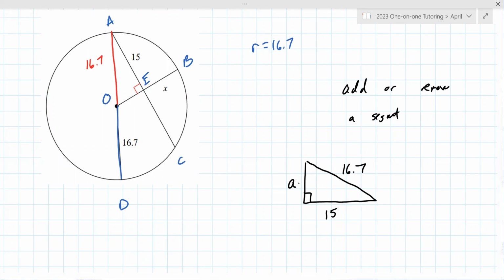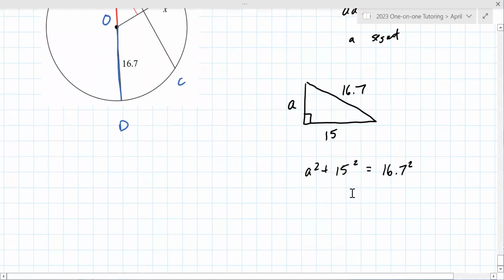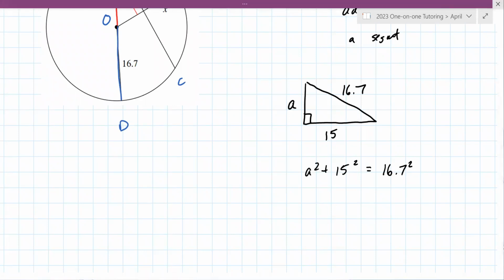We would do A squared plus 15, or what? Yep. 15 squared equals 16.7 squared. All right, so this is exactly what we did in the last problem. Do you want to try solving that for A? Yes. So 15 squared would be 225. And then 16.7 squared would be 278.89.